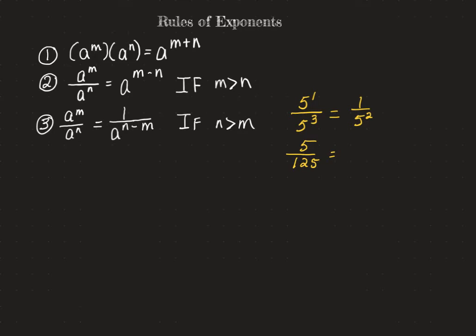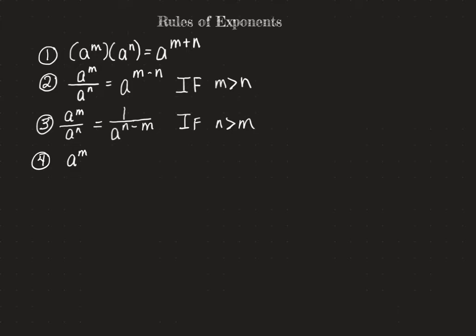Let's check. 5 to the first power is 5. That is divided by 5 to the third power, which is equal to 125. On the right side, we have 1 over 25. And if we reduce the left side, yes, it is equal to 1 over 25, making that definitely a true statement. So we have multiplied like bases. We have divided like bases.